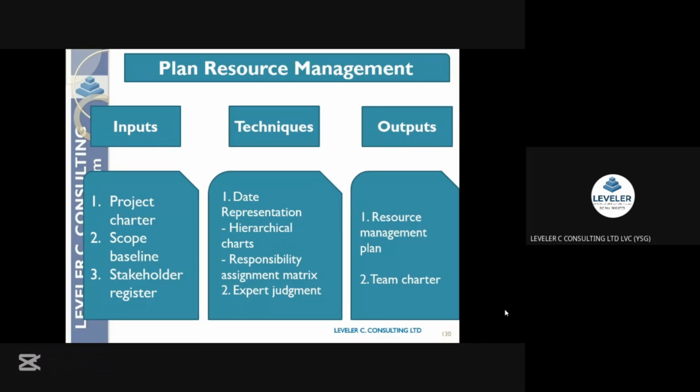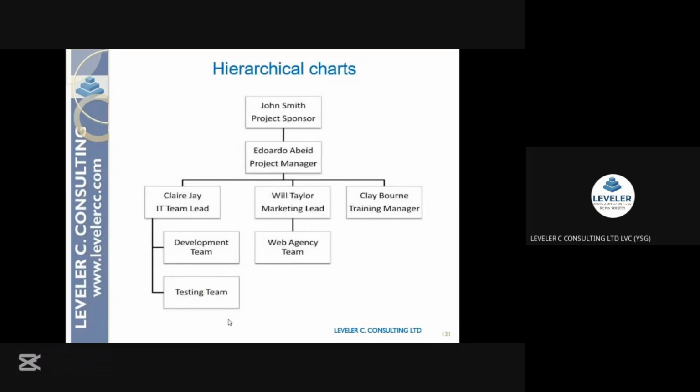So this is how you come up with your organogram in your organization. An organogram is a flow chart that tells you who is heading each department, who is overall, and who is the lead person. Let's look at this organogram chart. If you look at your screen, you will see that John Smith is the project sponsor of this project. When you look down, you will see that Eduardo is the project manager. And there are 3 persons reporting to Eduardo. Claire is reporting to Eduardo. Claire is an IT team lead.